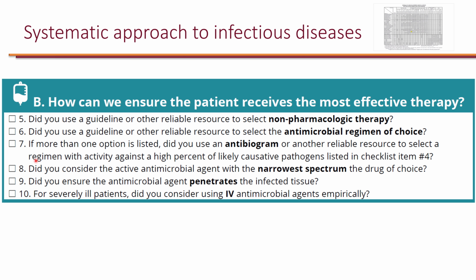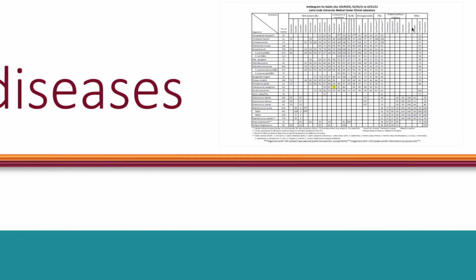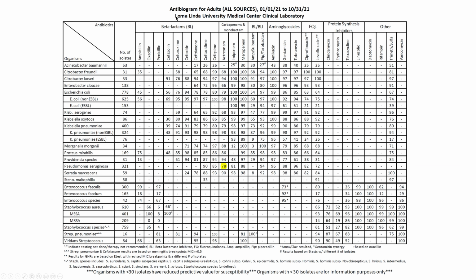And the next thing to consider, if more than one option is listed, did you use an antibiogram or another reliable source to select a regimen with activity against a high percent of likely causative pathogens listed in checklist item number 4? And here's what an antibiogram looks like. Here's an example of the antibiogram from Loma Linda University Medical Center.